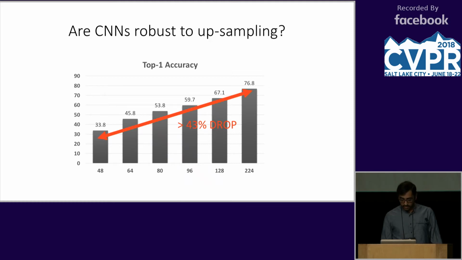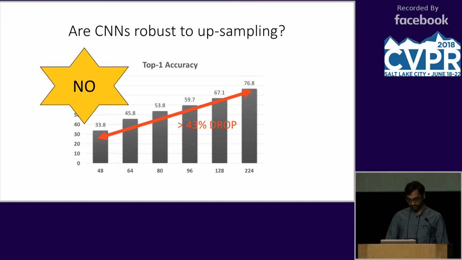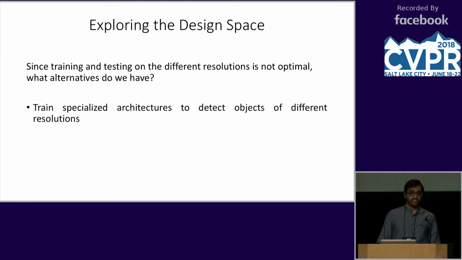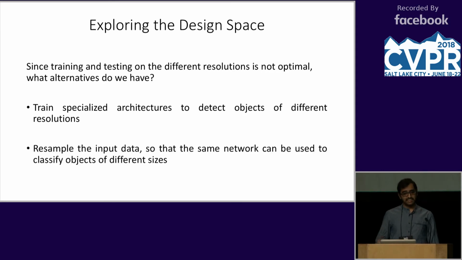Now, as we can see, for 48 by 48 pixel images, we see a drop in performance of like 43%. So does it look like CNNs are robust to these upsampling artifacts? Well, doesn't seem to be the case. Okay, so since training and testing on different resolutions is not optimal, what alternatives do we have? We can train specialized architectures for detecting objects of different resolutions, or we can resample the input data so that the same network can be used to classify objects of different sizes.